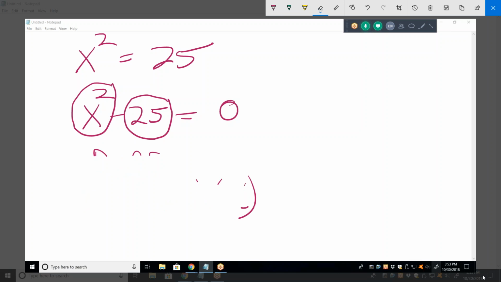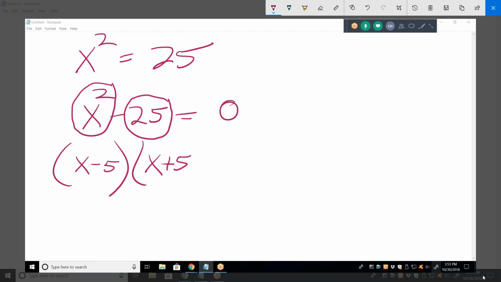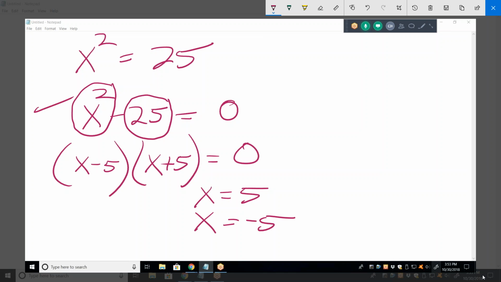Okay? So x squared minus 25 factors into x minus 5 times x plus 5, which gives you those same two solutions: x equals 5 and x equals minus 5. The advantage of doing it this way is you're never going to make a mistake by leaving out that plus or minus sign. Got it? Okay?